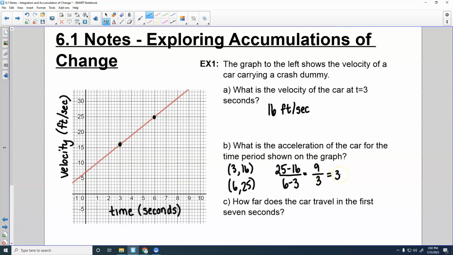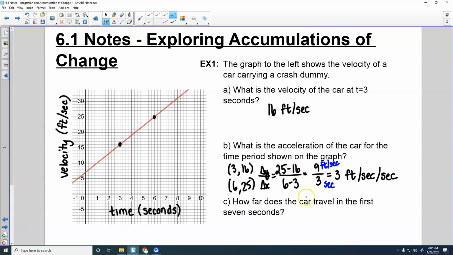So 3. What are my units for acceleration? Feet per second per second. And if you're having trouble remembering what the units are, this is your change in y. This is your change in x. Whenever you do your slope formula, your y, your top number, is measured in feet per second because your y-axis is measured in feet per second. Your x-axis is measured in seconds here. So that would be feet per second divided by seconds. Feet per second per second. You could also say feet per second squared.